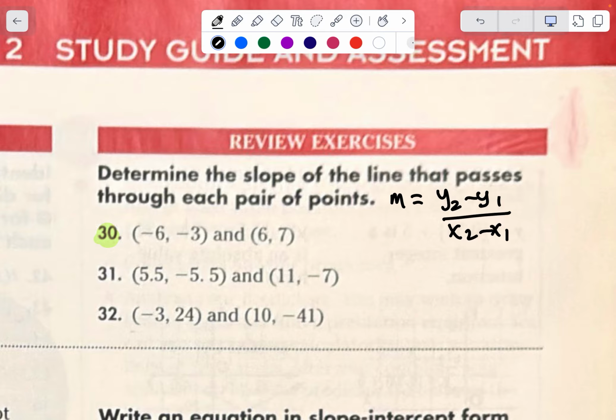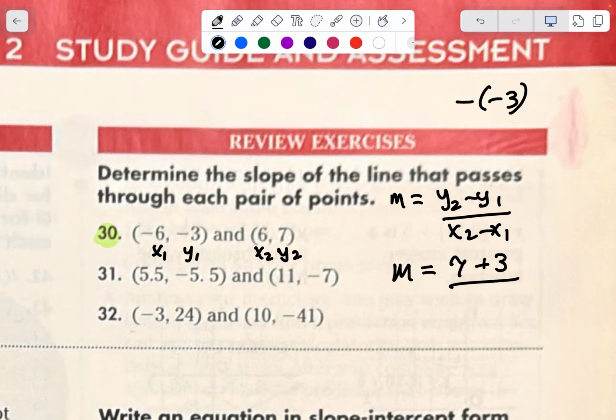So let's label our points. It doesn't really matter which one you choose as x1, y1, and x2, y2. You decide how you do that, okay? But let's plop that into the formula. So we're going to get 7 minus a -3. If you want to jump right to +3, that's fine. Otherwise, you have to write minus a -3. If you know minusing a negative is the same as adding a positive, and you change it to a +3, that's the most efficient way to do it.